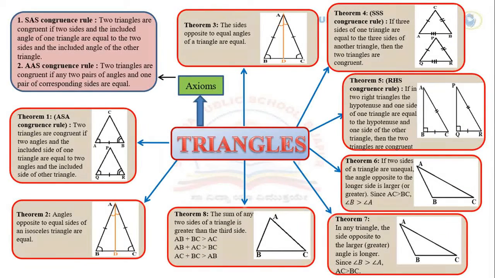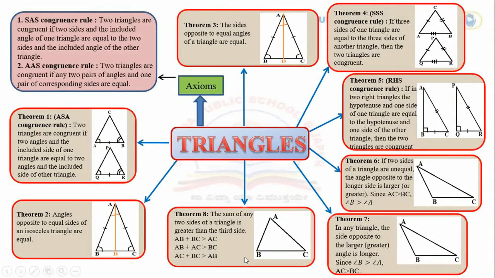Theorem 8. The sum of any two sides of a triangle is greater than the third side. In the triangle ABC, the sum of AB plus BC is greater than AC. AB plus AC is greater than BC. AC plus BC is greater than AB.